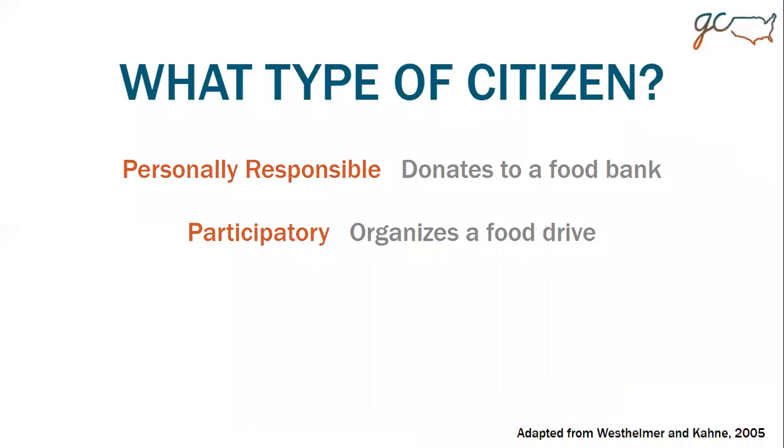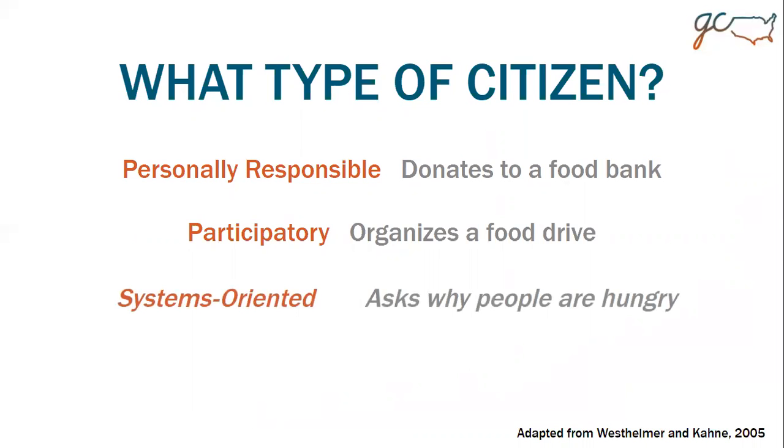So one thing to keep in mind here when we're thinking about the type of citizen that we're aiming for, and this is from a Generation Citizen standpoint, is that you have the personally responsible type of citizen that donates to a food bank. You have the participatory type of citizen that's organizing a food bank. And what's important in this process is that we value the systems-oriented. So we're asking why people are hungry. What's the root cause of the issue, and trying to make real systemic policy changes towards that, or at least learn the process and how to go about doing that.